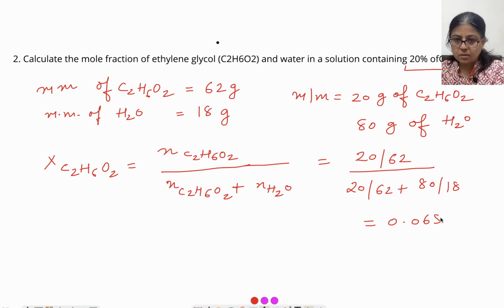0.068. This is the mole fraction value. Because we are dividing moles with moles, it is a dimensionless quantity. A mole fraction is a dimensionless quantity.